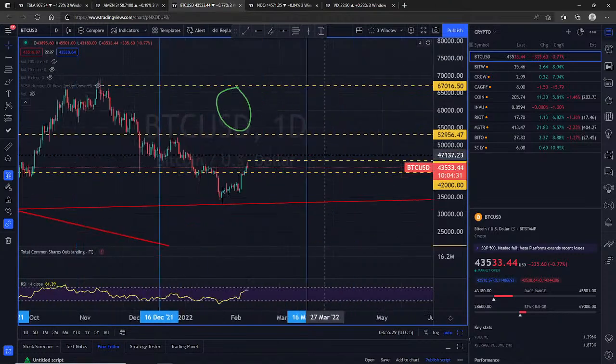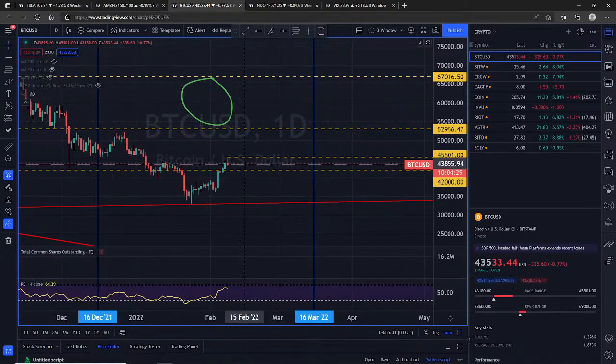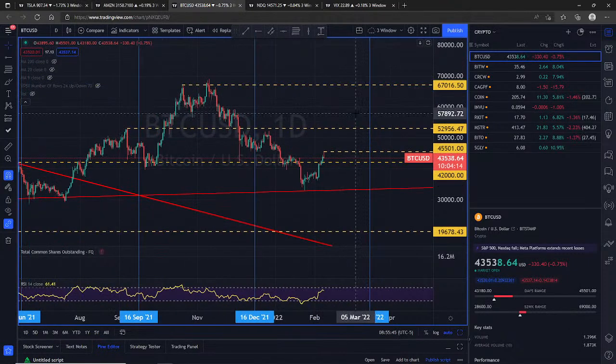So, you know, if it can confirm 42,000 and then break back above 45,000 again, it's going to be on its way to 53,000 to test 53,000. And if it can break through 53,000, hold 53,000, then it's going to be on its way to all-time highs again. And there's something interesting happening in Canada.